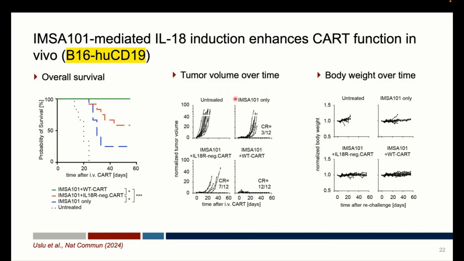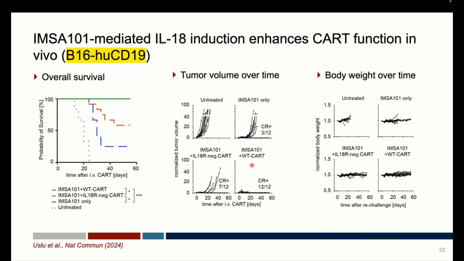When you look at the tumor growth of mice who received the STING agonist alone, we saw complete remission in 3 out of 12 mice. So the tumors disappeared in 3 mice. When we look at mice who were treated with STING agonist followed by the receptor negative CAR T cells, there were 7 out of 12 complete remissions. And mice receiving the STING agonist with wild-type CAR T cells, we saw complete remission in 100% of the mice.